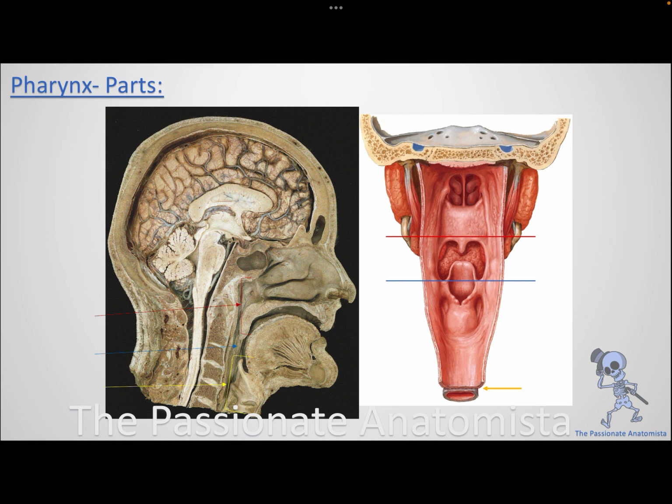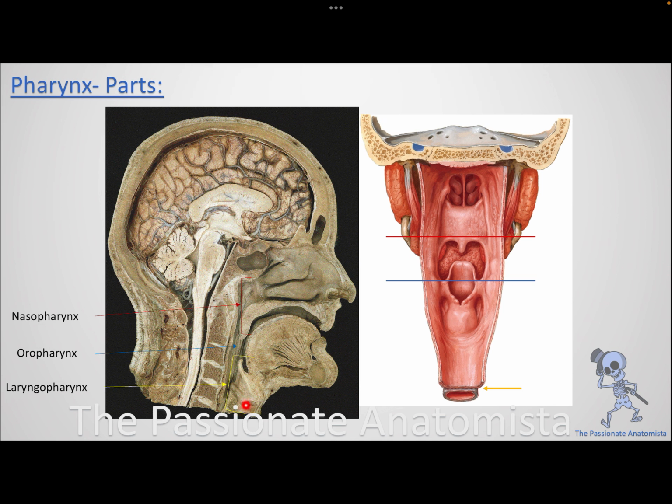All right. Now let's take a closer look at the pharynx parts. So we have the nasopharynx, which is basically the cavity that lies behind your nasal cavity. Then you have the oropharynx, which is the cavity that lies behind your oral cavity, and then you have the laryngopharynx, which is the part that lies behind your larynx. So you have the nasopharynx, the oropharynx, and then the laryngopharynx.